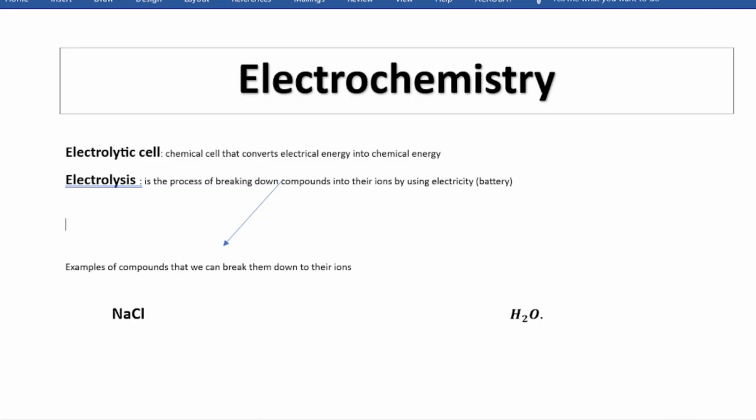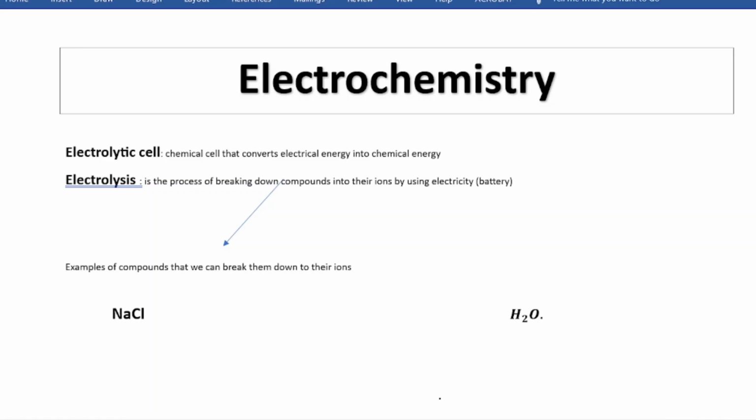Then electrolysis is the process of breaking down compounds into their ions by using electricity. So there's a difference between the electrolytic cell, which is a cell that converts electrical energy into chemical energy, and electrolysis, which is the process of breaking down compounds into their ions by electricity, using a battery.